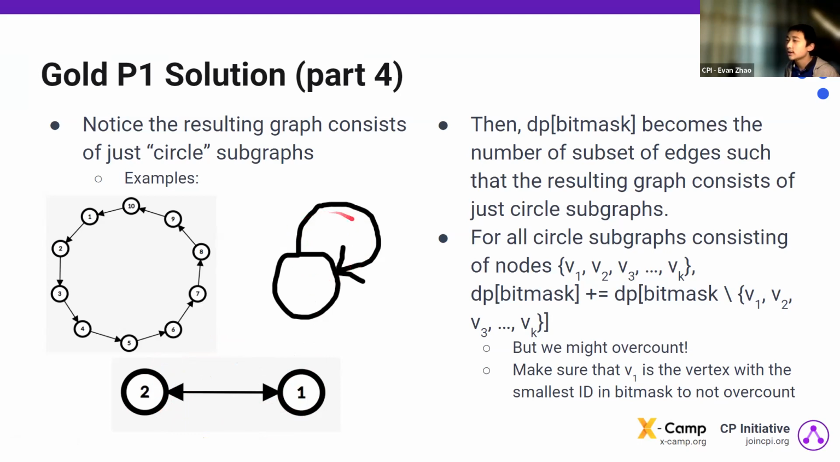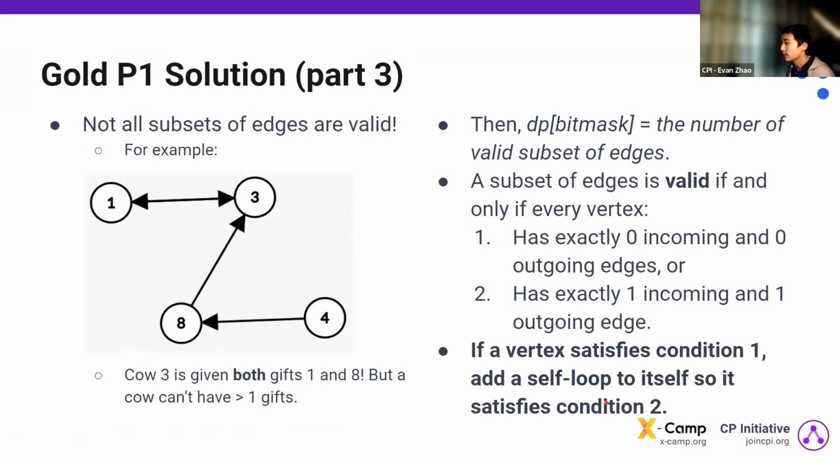If we don't have that self edge for lonely vertices, then it won't be a circle graph. That's why for each vertex that satisfies condition 1, we add a self loop to itself.